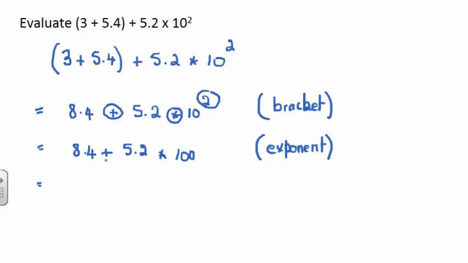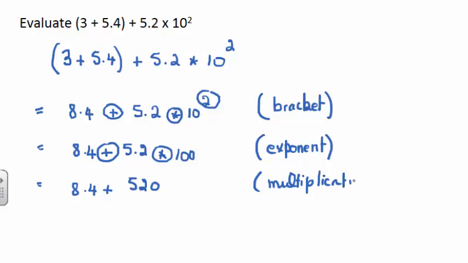Then now I have two operations left, addition and multiplication. As you know, the multiplication is stronger, so I'm going to say 8.4. I leave the addition as it is. Now I have 5.2 times 100. You know, when I times by 100, I move the decimal point 2 steps to the right, so 520. Now I write here multiplication. Why am I doing that? To show the teacher the steps, and the teacher can give me the marks for the communication, and this is what you're going to see in secondary. It's very important to show your work this way.